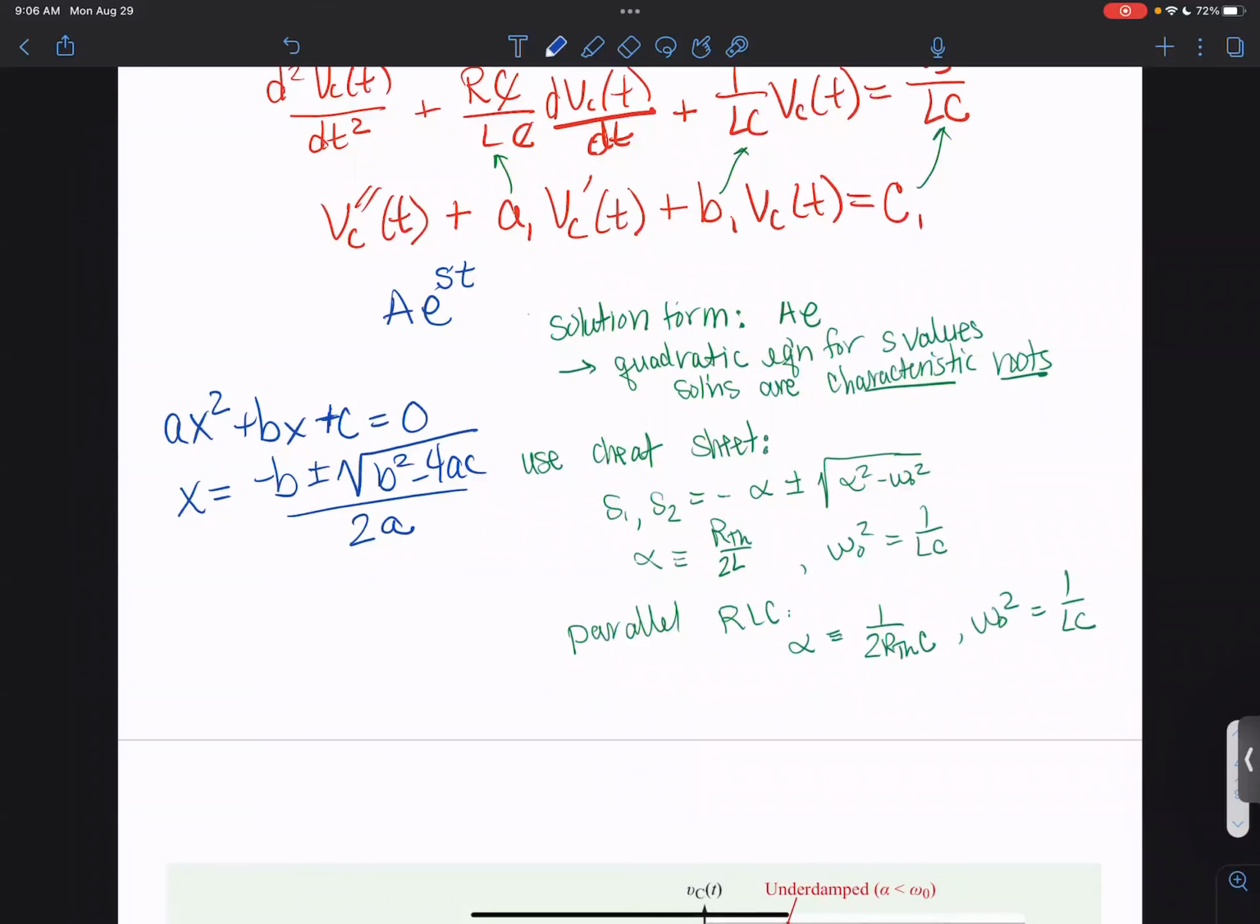It ends up looking like we can use these variables instead: s is minus alpha plus or minus the square root of alpha squared minus omega naught squared. And alpha in this case will be R over 2L, and omega naught squared becomes 1 over LC. I'm not going to go through the whole steps of this because I'm just describing how these form. What we're going to look at is, if I know this, how do I use this to solve the problem?